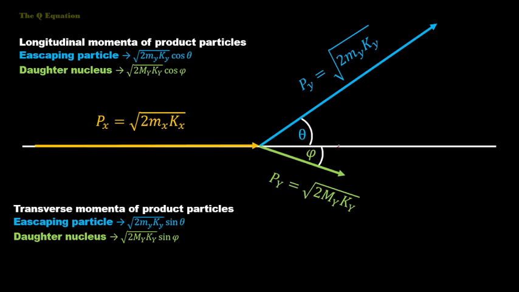I repeat again, theta is measured in the anticlockwise direction from the longitudinal axis and phi is measured in the clockwise direction from the same longitudinal axis. And because of these ways of measuring the angles theta and phi, we have taken the negative sign in that equation.